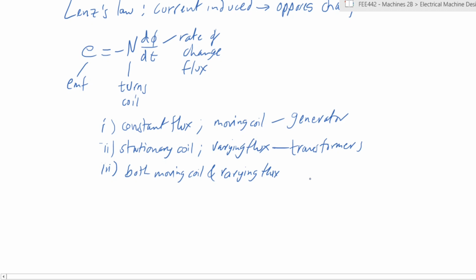Transformers are used in distribution, in power supplies, and in any application where you need to change the voltage of a supply. Then you also have instances where you have both the moving coil and the varying flux, and this is mainly used in motors, either induction motors or various other standard types of motors. The second principle is the principle of interaction.